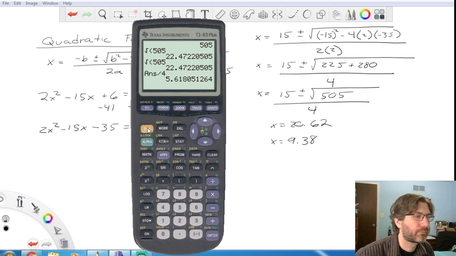Let's try that again. 15 plus square root 505 equals that, divided by 4 gives me the 9.37. That's a little different. I think my calculator is just not doing order of operations the way I type it in.